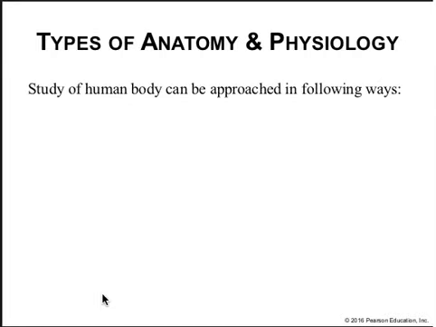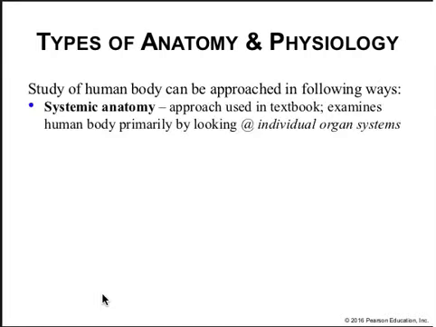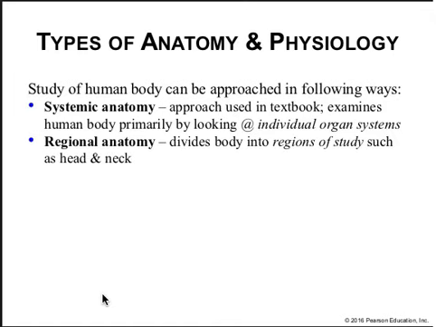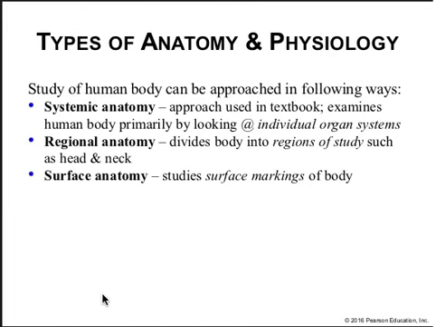The study of the human body can be approached in different ways. Systemic anatomy is used in this textbook and examines the human body by looking at individual organ systems, such as the nervous system, the lymphatic system, and so on. Regional anatomy divides the body into regions of study such as the head, the neck, the thoracic region, the abdominal pelvic region, and so on.